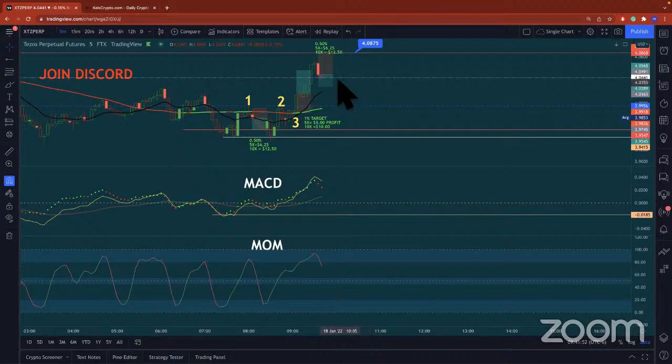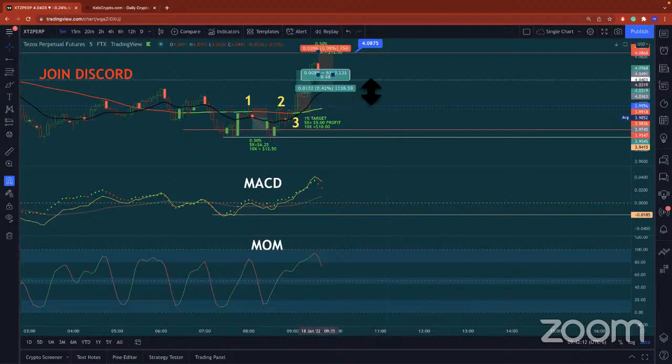Is it going to go our way? Most likely. Sometimes they don't. Most of the time they do. We're going to target that 1 point or the 0.5. At 0.03, we're definitely going to protect the profits. We don't want to get out of profit, that's for sure.